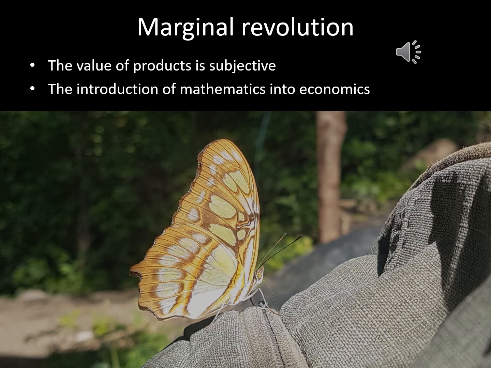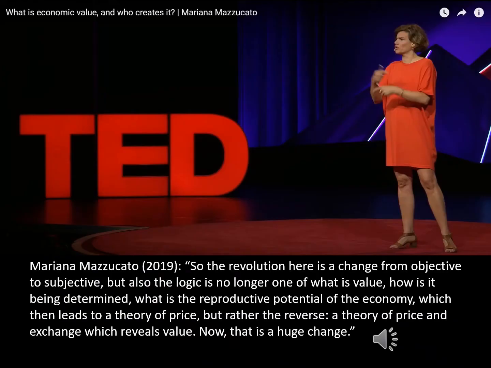Probably the most famous early neoclassical economist is William Stanley Jevons, whose paradox of increasing consumption in response to efficiency gains is still important. University College London professor Mariano Mazzucato had a recent TED Talk about economic value in which she also talks about this marginal revolution. And she says the following.